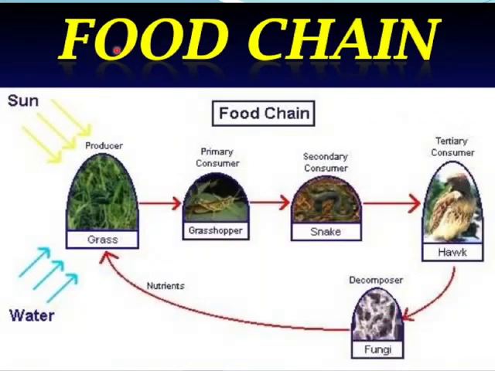Okay, as I was telling you, this is a four-level food chain. Grass is eaten by grasshopper, grasshopper is eaten by snake, and snake is eaten by hawk. The hawk is one of the top-level consumers. After the death of the hawk, it undergoes decomposition by microorganisms. Those microorganisms are called decomposers.